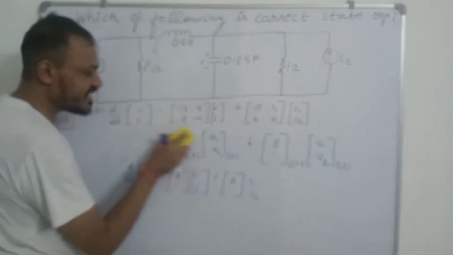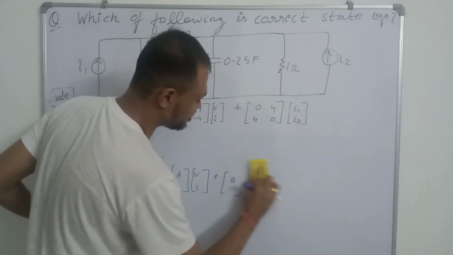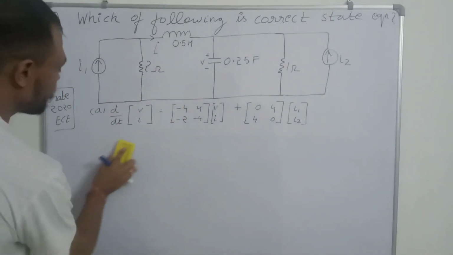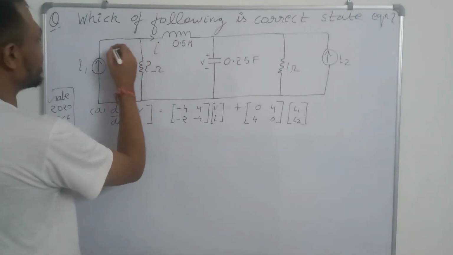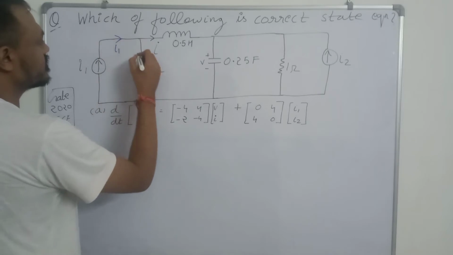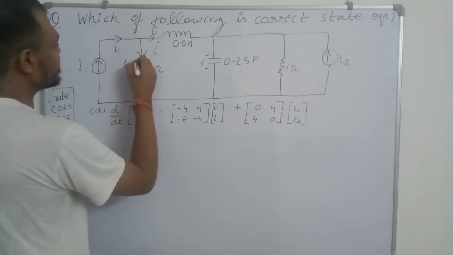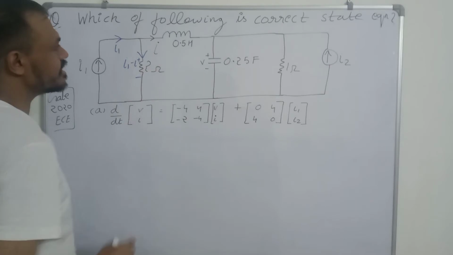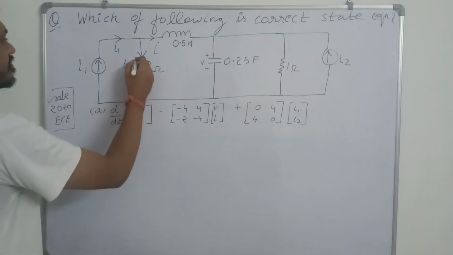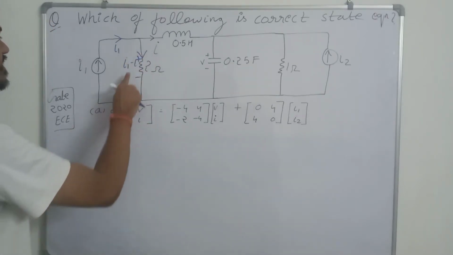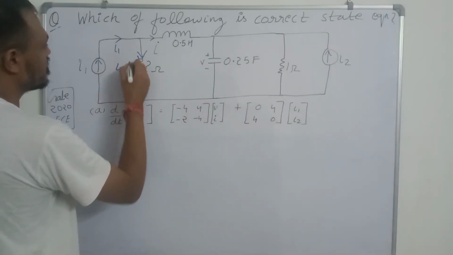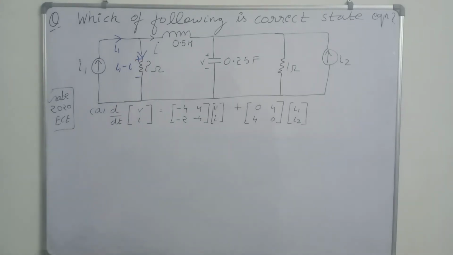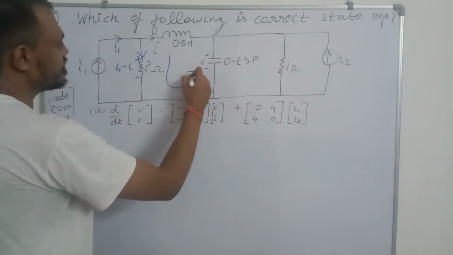For the inductor current, we can use this property. This current is I and this current is I1. So this current will be equal to I1 minus I. This is the positive terminal, this is the negative terminal. I1 minus I current is flowing through the 2 ohm resistor. So we can apply KVL in this loop.